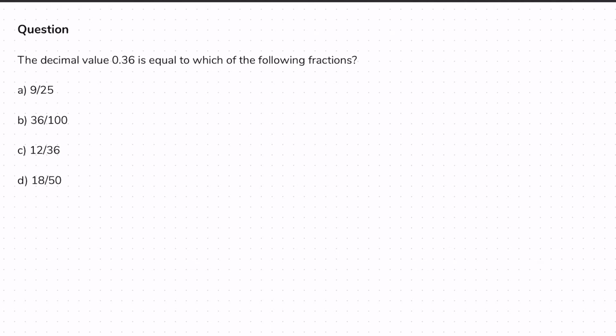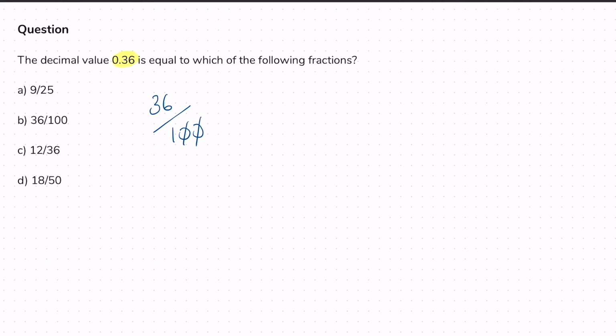In this next question, we're being asked to find equivalent fractions to the decimal 0.36. Now, without even looking at the fractions below, what I'm going to do is turn 0.36 into the simplest fraction that I know, which is 36 out of 100, like percentages. So what I'm going to think about now is, how else can I express this?